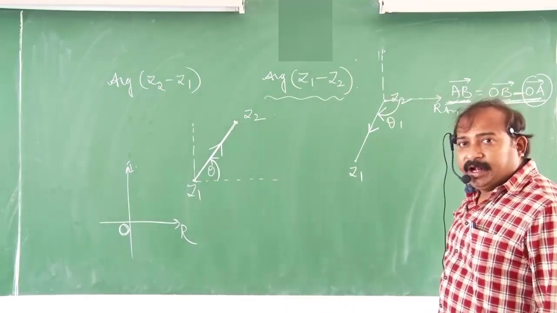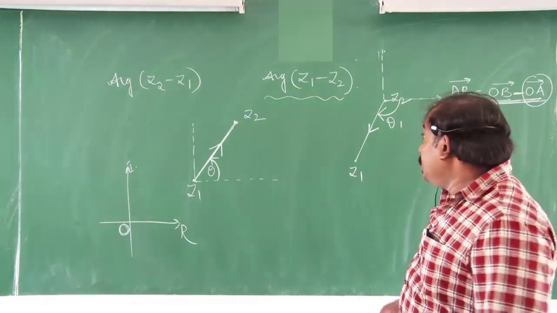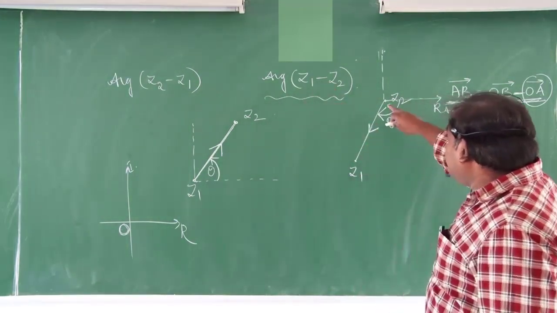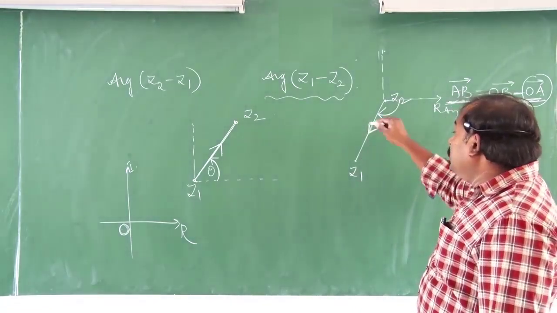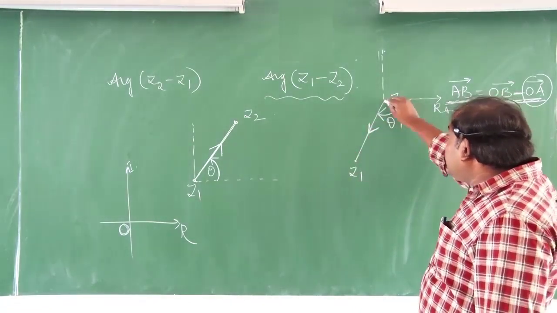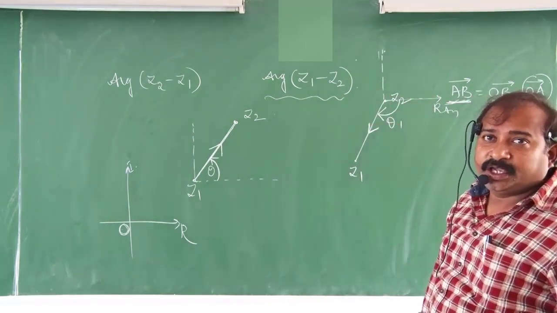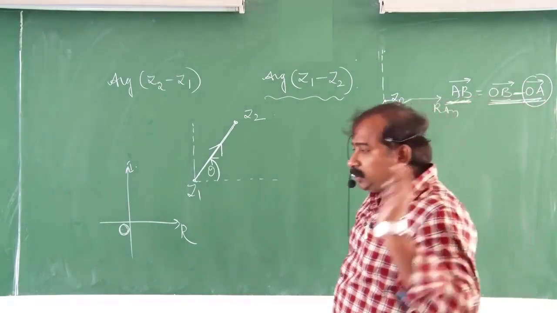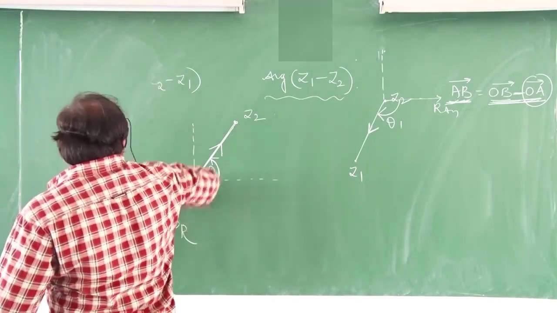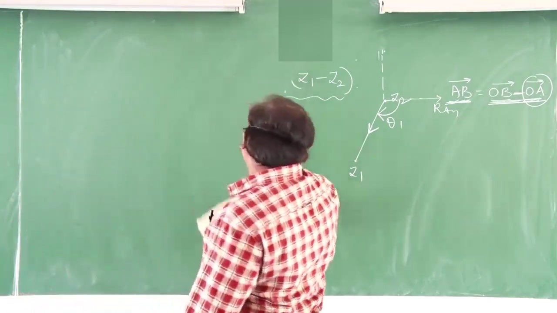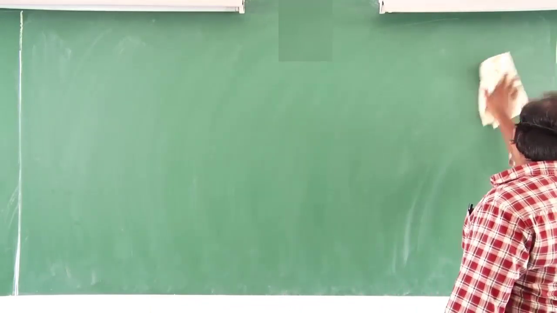Now the argument of Z1 minus Z2. What is the meaning? Argument of Z1 minus Z2 means starting with Z2, a directed line segment towards Z1. And when you are calculating the argument you can shift the origin from 0,0 to Z2. Then this is the argument value theta. Just observe that difference: argument of Z2 minus Z1 and argument of Z1 minus Z2 are different.